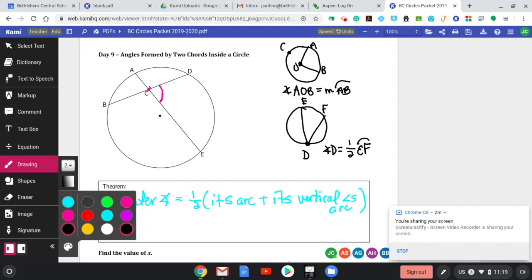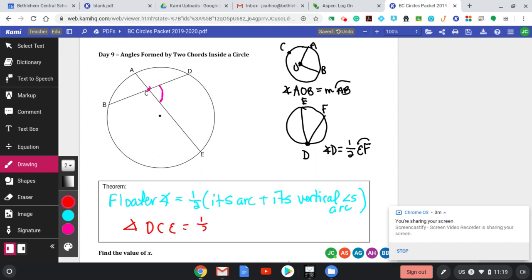So let's go back to that floater angle I just picked, angle DCE. That would be found by taking half of its arc. What arc belongs to DCE? DCE is drawn to what arc? Arc DC, plus, now look at its vertical angle's arc. So DCE is the angle. The vertical angle would be ACB. And what arc belongs to ACB? AB. So that is how I'm going to find a floater angle: by taking half the sum of the arc it belongs to and the vertical angle's arc.